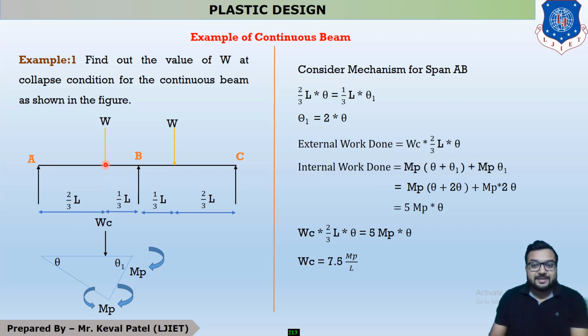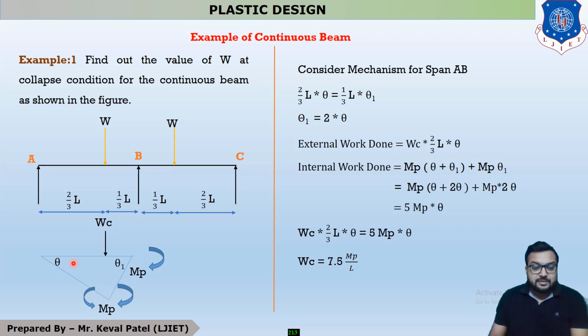Your point load is acting at some distance, not at the center. This distance is 2 by 3 L and this distance is 1 by 3 L, also called L by 3. The point load is acting at L by 3 from the right support. If the distances are different, then the deflection angles are also different. So this is your theta, this is your theta 1, and at the center the total angle is theta plus theta 1.